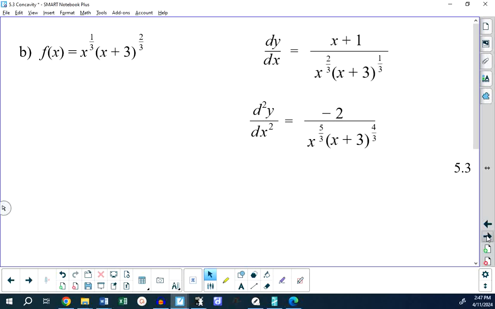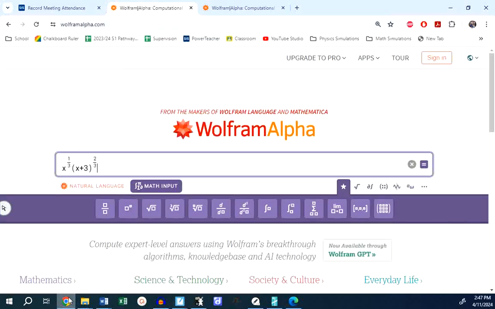That being said, you know, life's too short. So if I go to Wolfram Alpha, I can enter x to the third times x plus 3 to the 2/3, which is the original function.